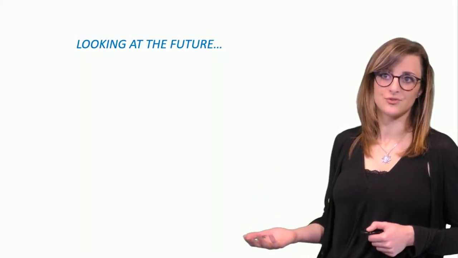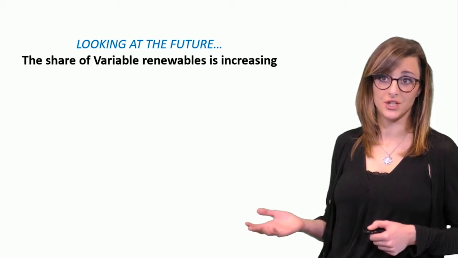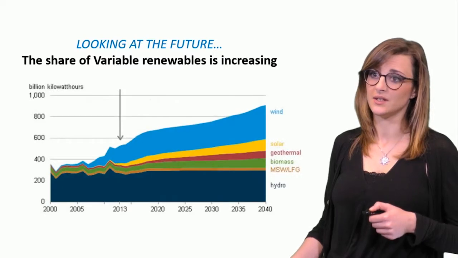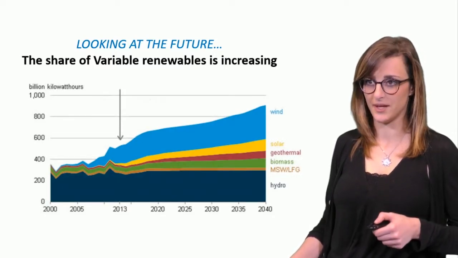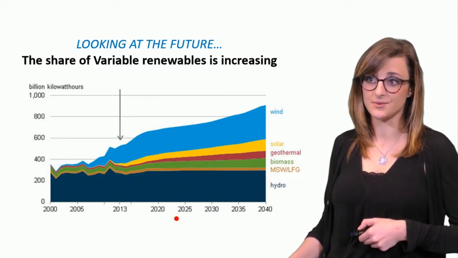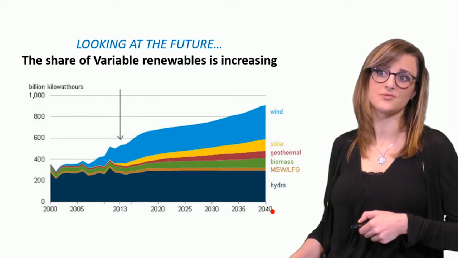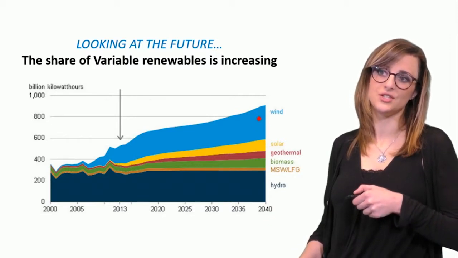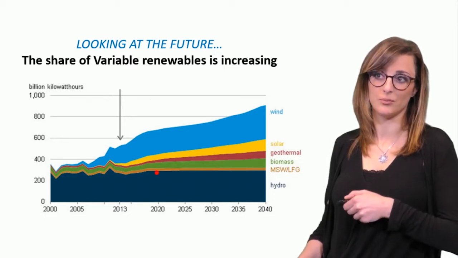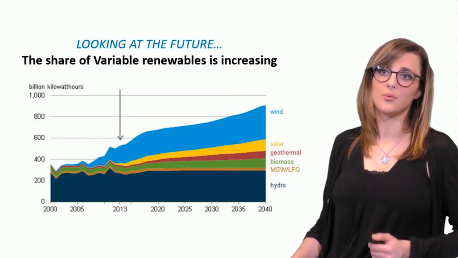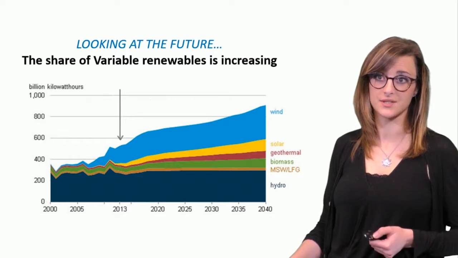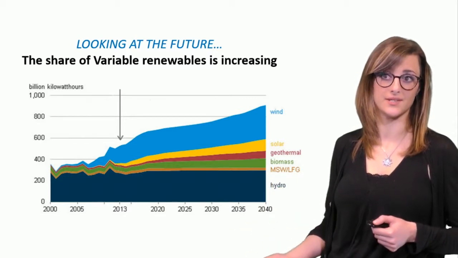So looking at the future for a moment, we see that the share of variable energy sources is increasing. This is because we want to cope with ambitious goals about environmental sustainability. And looking at this graph, for instance, we see that in 2040, the energy from wind and sun will be double compared to what we have now. So we need to find a way to correctly manage these resources because their importance is increasing a lot.